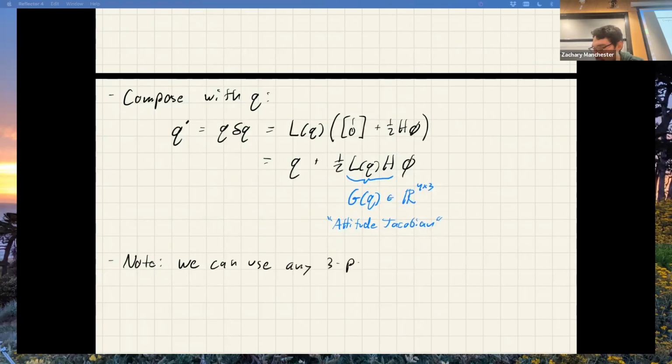So we can use any 3-parameter rotation representation that we want for phi. They all linearize the same up to a constant.